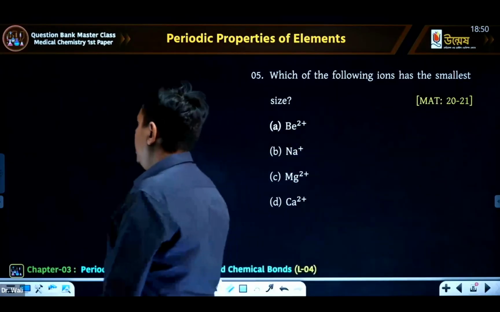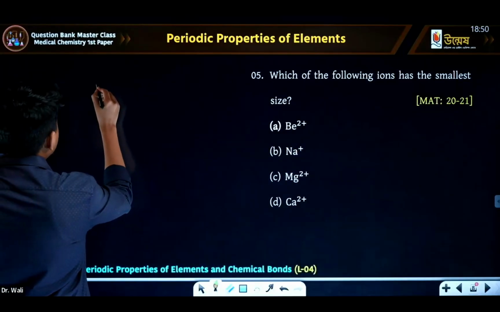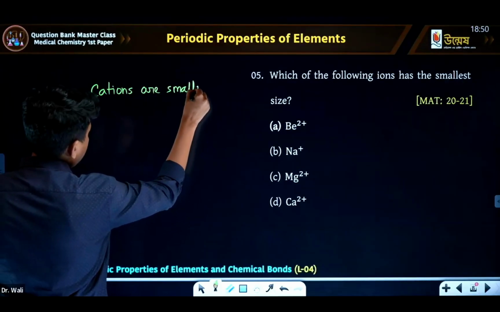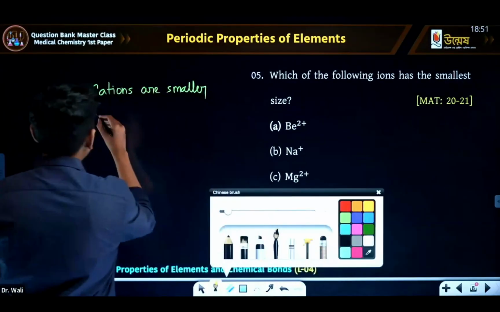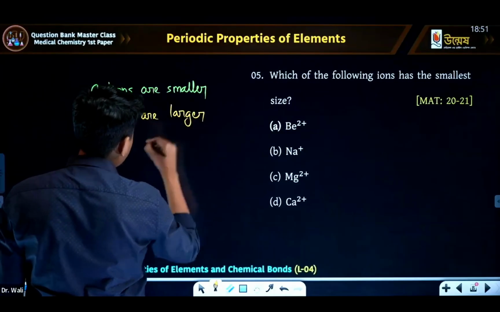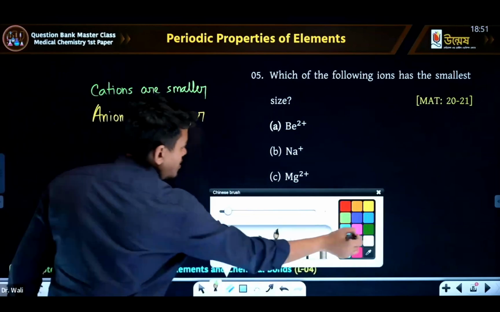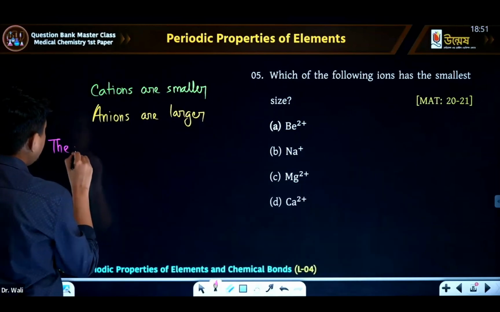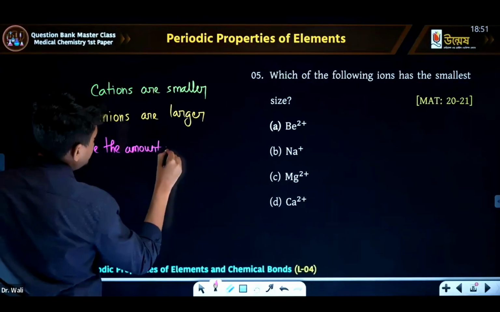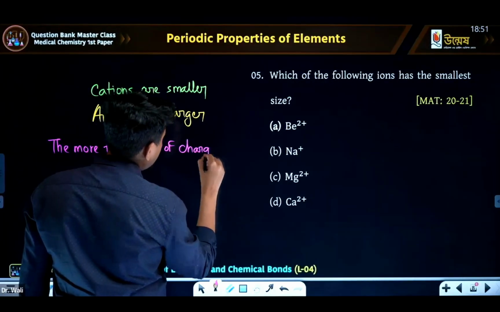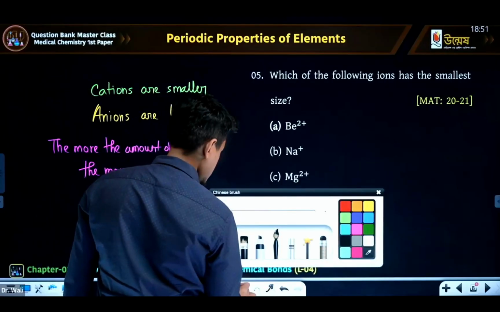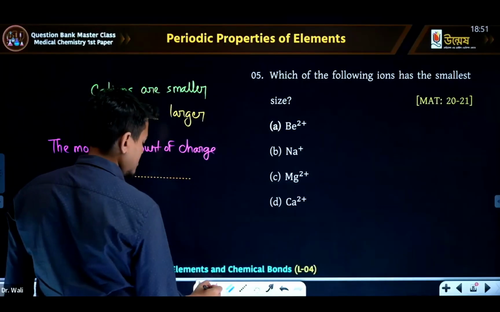Which of the following ions has the smallest size? This is a very good question. Ionic size: you should remember that cations are smaller, anions are larger. And lastly, the more the amount of charge, the more dash it will be.